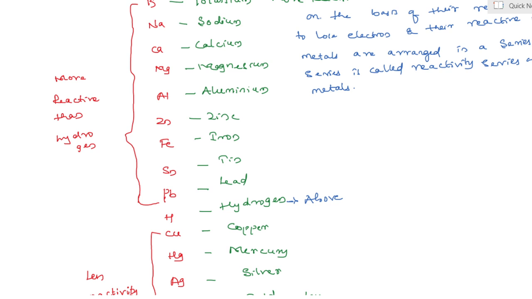It means the reactivity series starts from what? Potassium, from the more reactive side to the less reactive side. It is termed as the activity series of metals. Here the more reactive elements are, first one is potassium, sodium, calcium, magnesium, aluminium, zinc, iron, tin and lead. They are termed as more reactive elements, arranged in decreasing order.